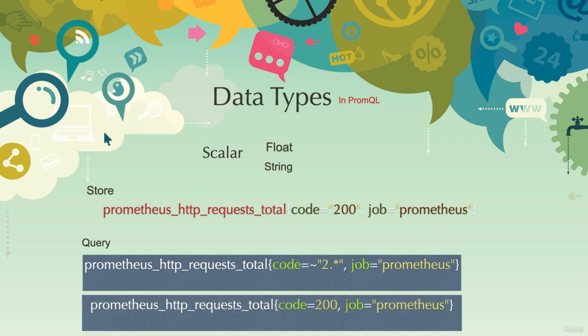If we write the exact same query, however, for the value of the code, we use 200 as a float. We use the numeric value. We are not using quotations around it. If you do this, you are not going to get any results because the value of code when we stored it was a string, it wasn't float.